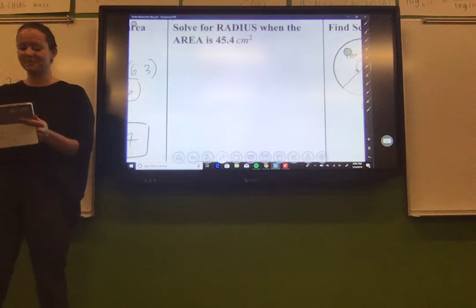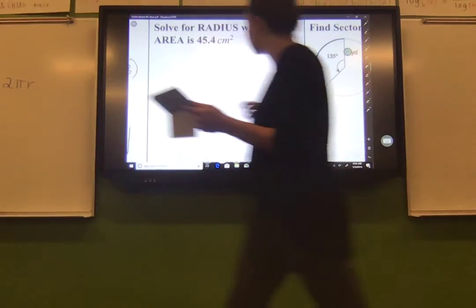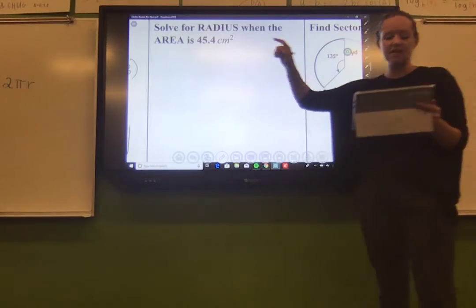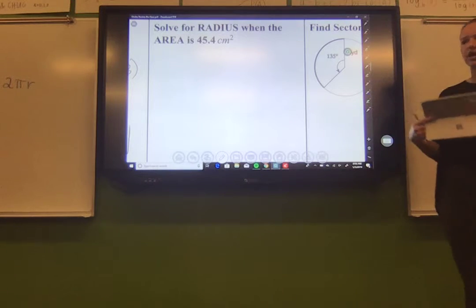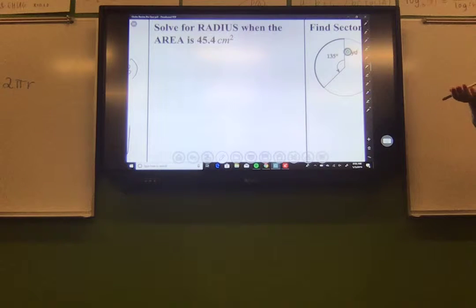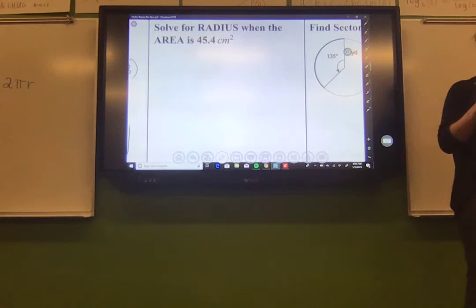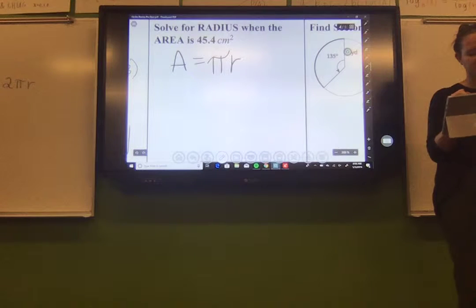Number 2. All right, this one's different. This one's a reverse. So pick up your pencil, write this down with me. This time I want you to solve for the radius when the area is 45.4. Does it give me area or circumference? It gives you area. So on your paper I want you to write down the area equation, which is A equals pi r squared. See, you already have it memorized.